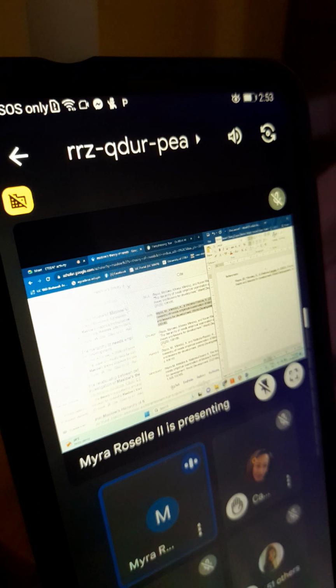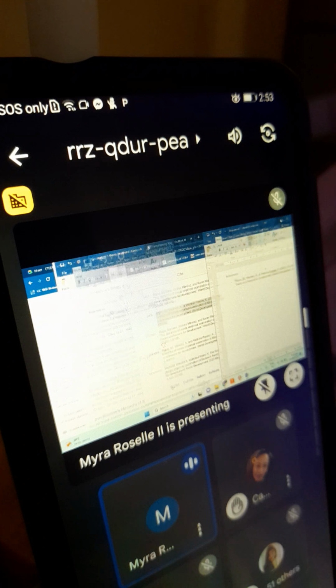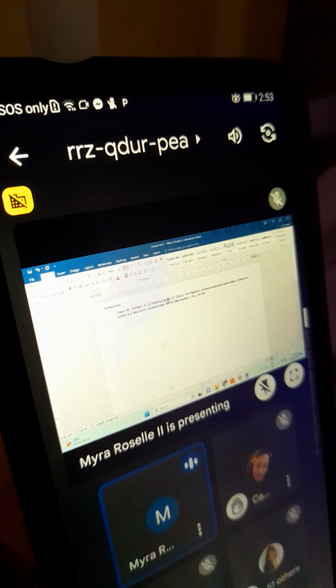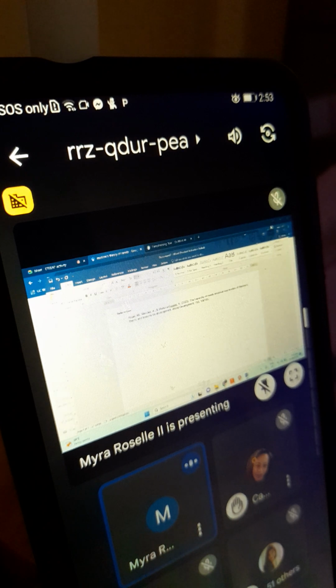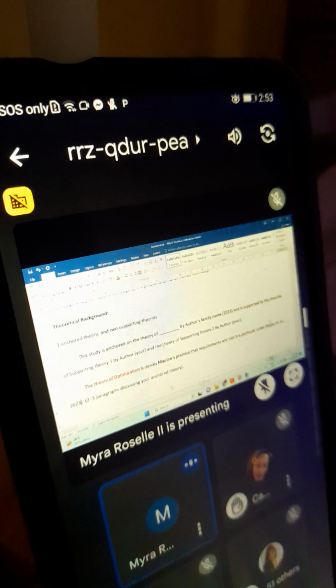Okay? And also, this is the full citation. It has the names of the authors, the year, the title of the article, where the article was published, the page number, and the DOI. But in your chapter 1, you are not going to copy the entire citation, only the family name of the first author if there are 3 or more authors.